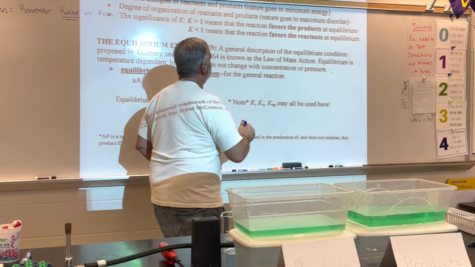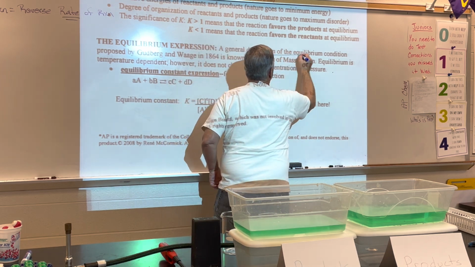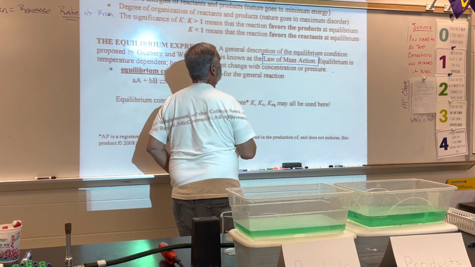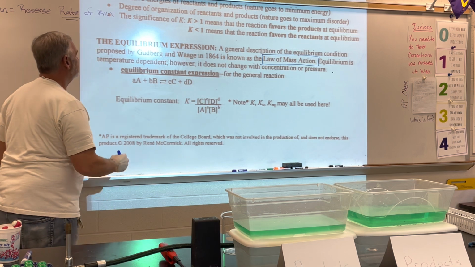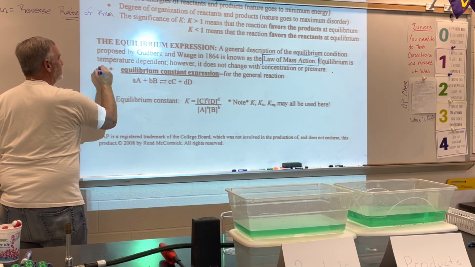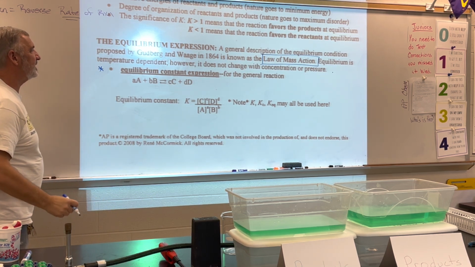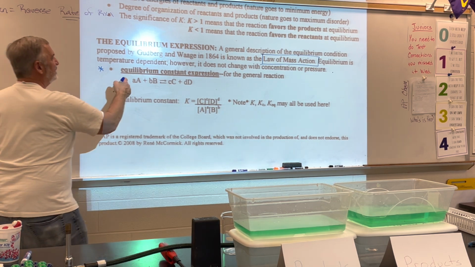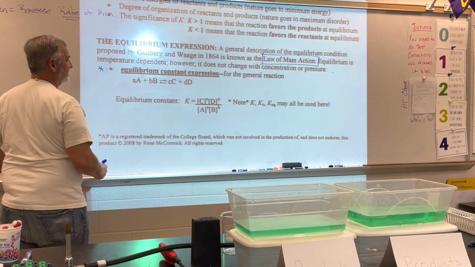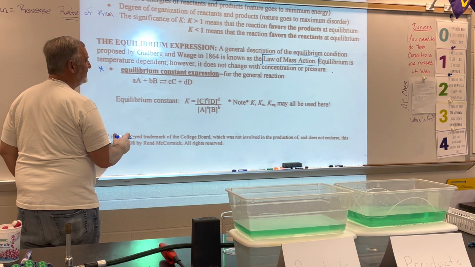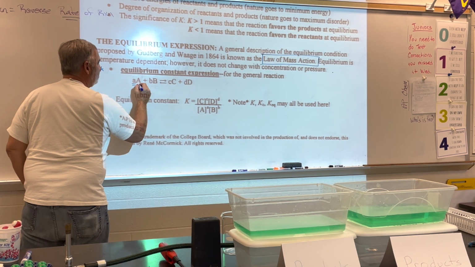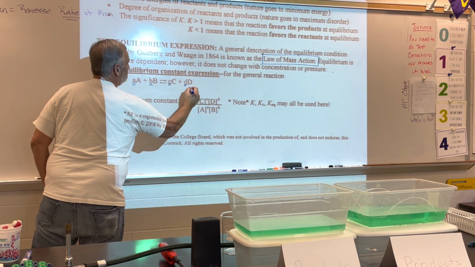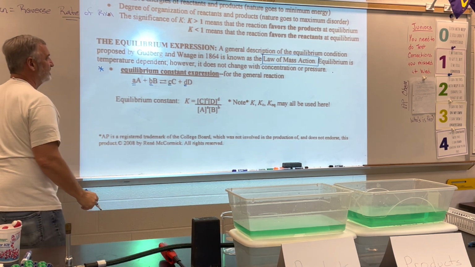Okay? It's known as the law of mass action. But no one is going to call it that. They're just going to call it the equilibrium constant expression. The official name is the law of mass action, okay? Equilibrium constant. Now, in your equilibrium constant, the coefficients become your exponents.